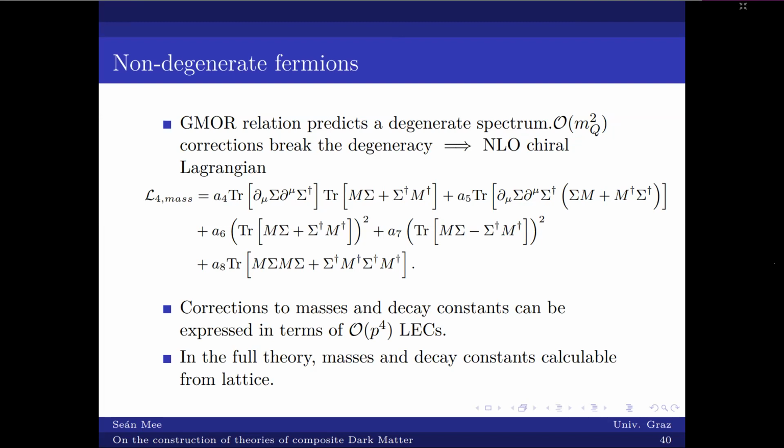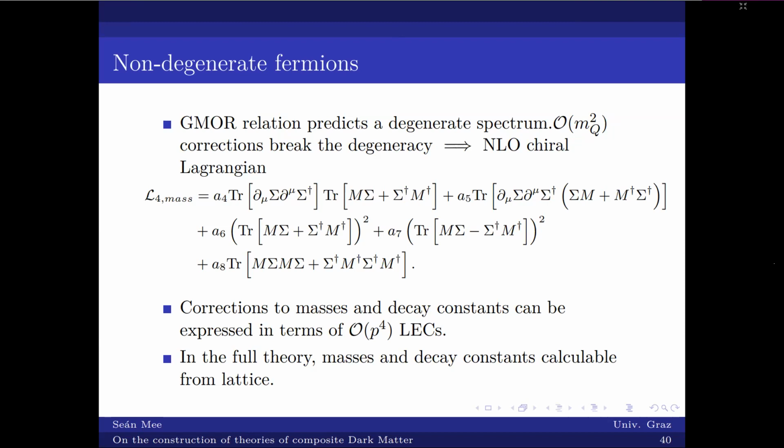That means you need to understand next to leading order chiral perturbation theory. In particular, for our theory, at order p to the 4, we get these mass terms, where the form is definite, but these low energy constants, A4, A5, etc., are not known, unfortunately. We don't have the luxury of fixing them from experiment.